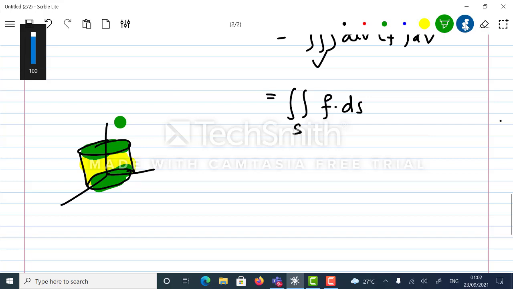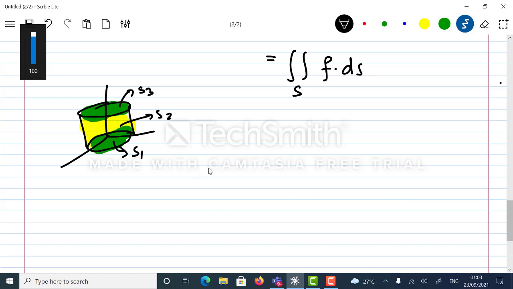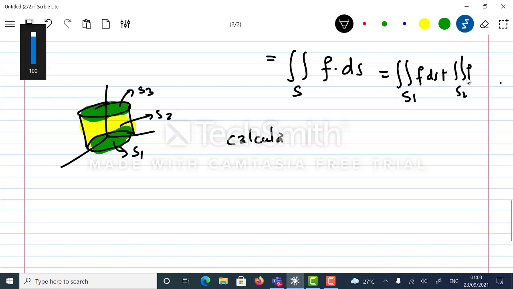Okay, so we should know this. So let me name this as S1, this has S2, this has S3. So what I'll do, I'll give the hint for the S1, S2, S3, and then you can do the calculation at home. So this is equivalent to the surface integral over S1 of F ds plus S2 F ds plus surface integral S3 F ds.